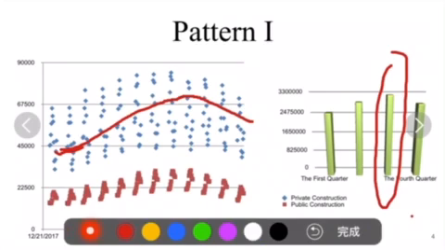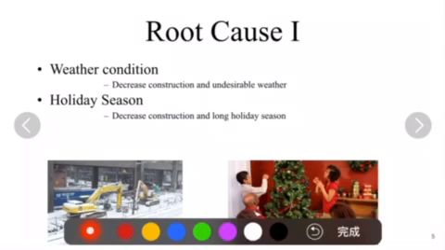So why does this happen? Why does it reach its highest point in the autumn, however it drops in the winter? I think there could be 2 reasons. First is the weather condition.